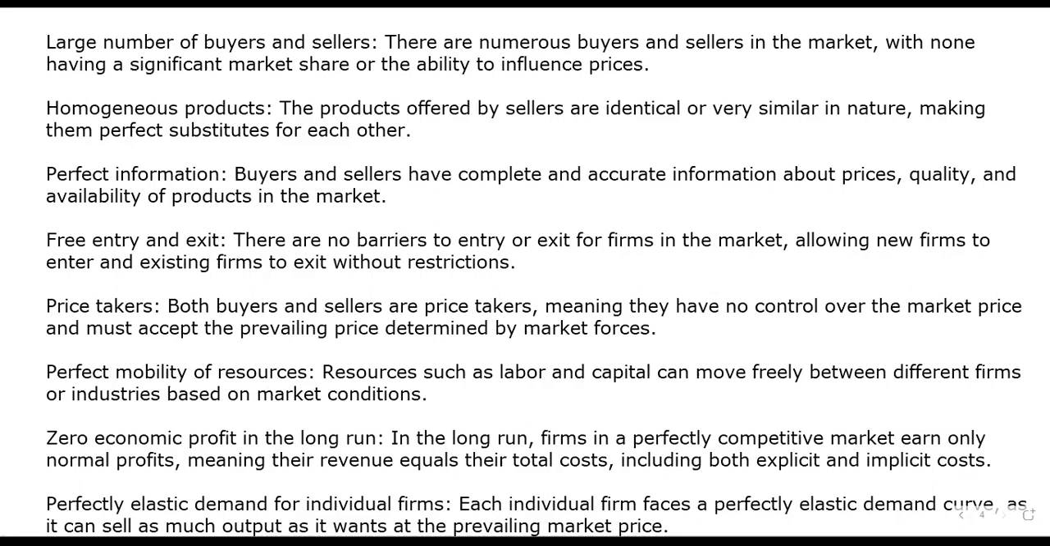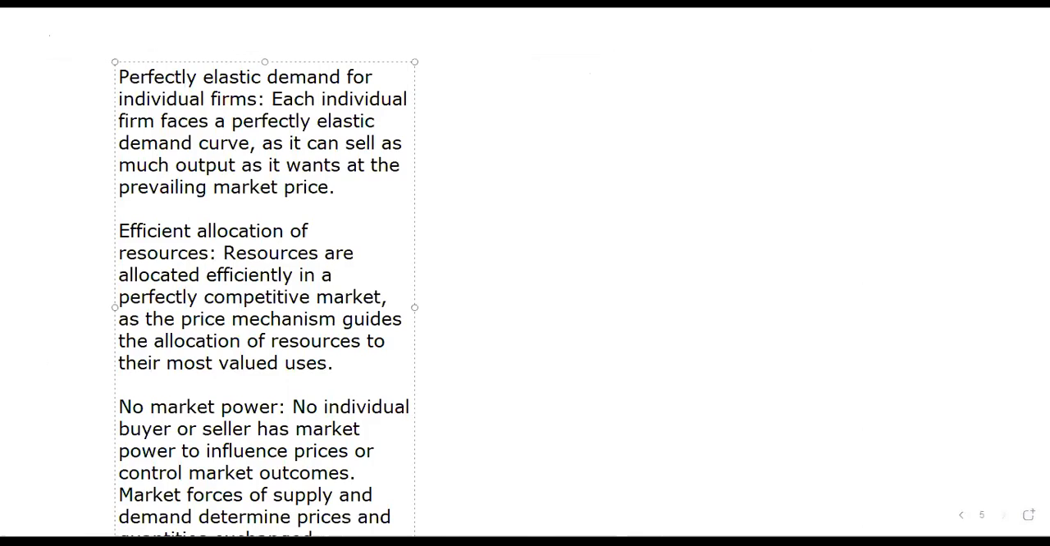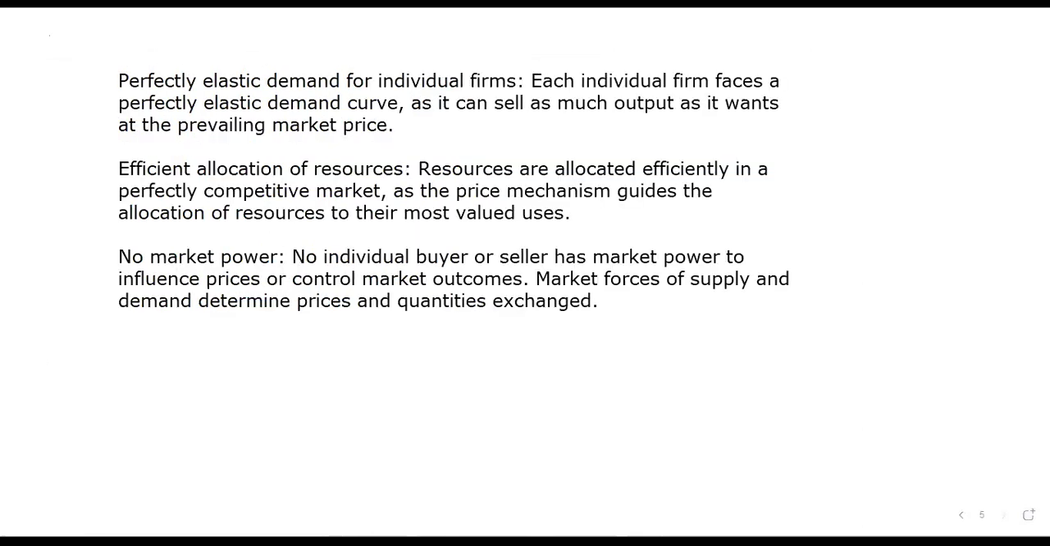Okay, what other characteristics do we have? Perfectly elastic demand in this market structure, perfectly elastic. Then there is efficient allocation of resources, meaning resources are allocated efficiently in a perfectly competitive market as the price mechanism guides the allocation of resources. There's no market power. No individual has market power to influence the outcomes of the market. So this is about characteristics.